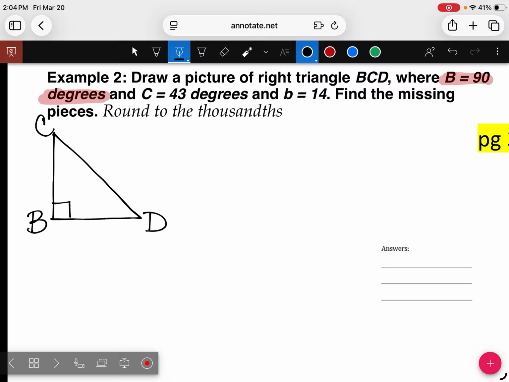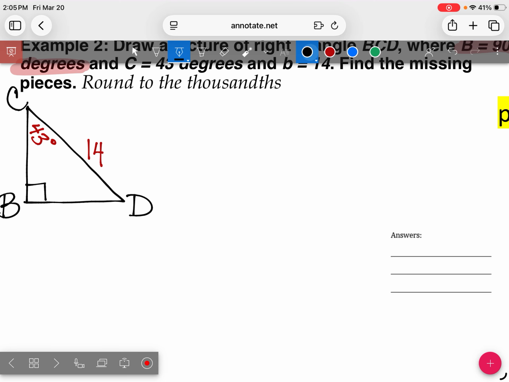The second thing it tells us is that big C is 43 degrees. So I'm going to put a 43 right here. And then it tells me little b, which is opposite of my 90, is 14. So what don't we know? We don't know angle D, so capital D. We also don't know little c. We don't know that, or little d.